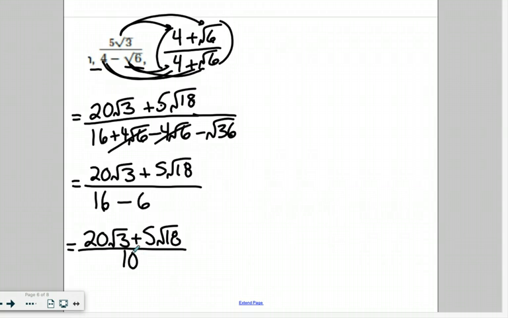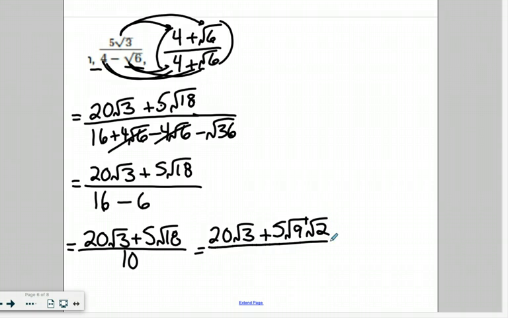But one last check, we need to make sure that everything is as simplified as possible, so we look at it term by term. So 20 root 3, nothing I can do there. But 5 root 18, 18 does have a perfect square factor. It's divisible by 9. So we'll leave the 20 root 3 as it is, and we can rewrite 5 root 18 as 5 root 9 times root 2. That's all over 10.